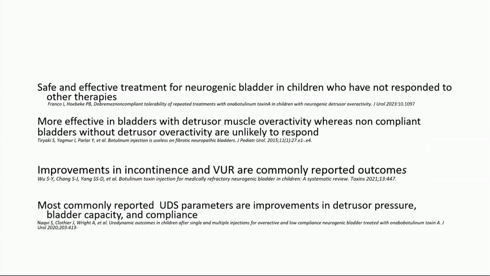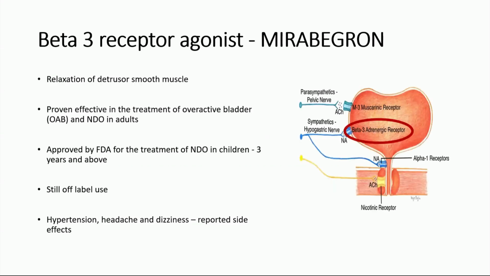Many recent trials and systematic reviews have suggested the safety and efficacy of Botox in pediatric patients with refractory neurogenic lower urinary tract dysfunction, with the most commonly reported outcomes being improvement in incontinence and UDS parameters like detrusor pressure, bladder capacity, and compliance.